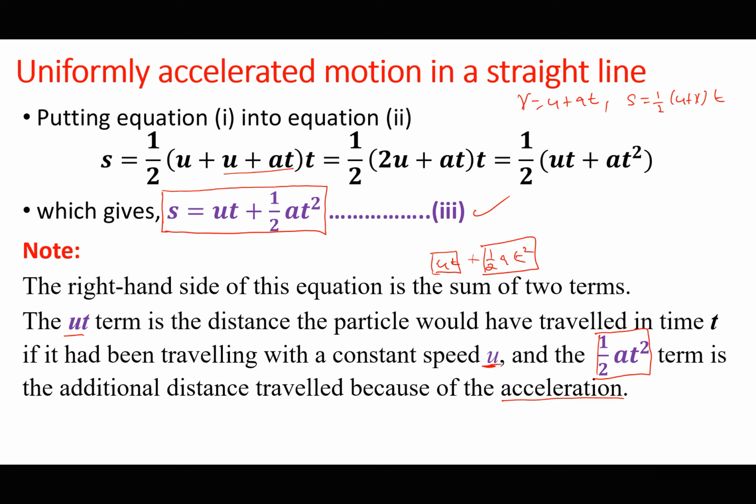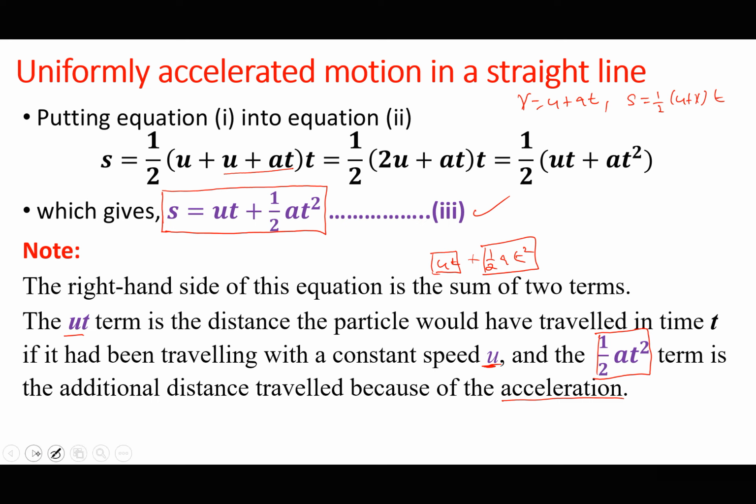So the first term is the distance it would travel if it was moving at a constant speed. And the second term is the distance it travels because of the acceleration, because it accelerates. So that's why we have those two terms, and it is very important to note them.